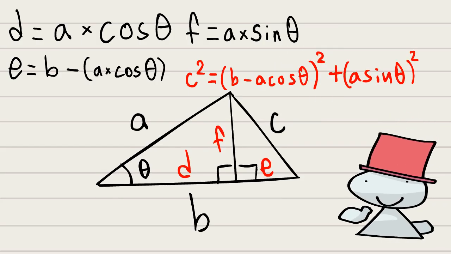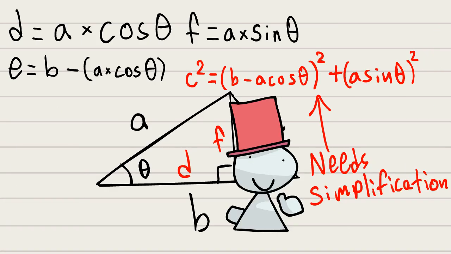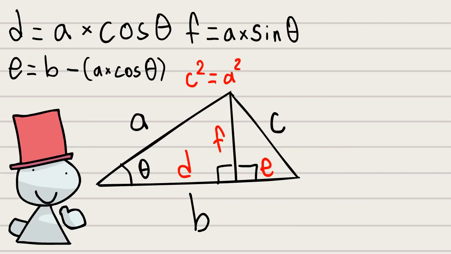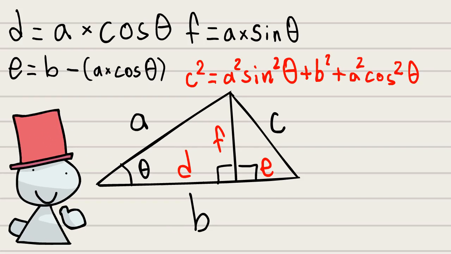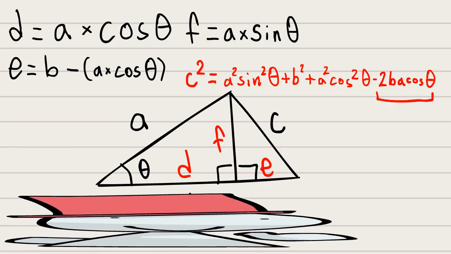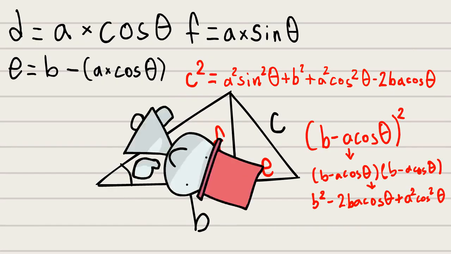Now that we have our equation, let's expand it out a little bit and make it something that we can simplify easier. So if we do that and we move around all these variables, we get C squared equals A squared times sine squared theta plus B squared plus A squared times cosine squared theta minus 2 times B times A times cosine of theta. Now, that last part sounds a little confusing, but that's just the B minus A times cosine of theta squared. If you just do it out like this, you can figure it out.